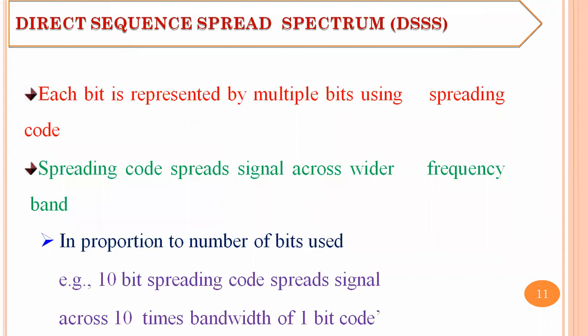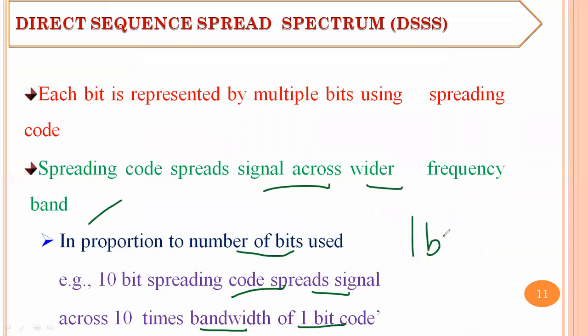So next is direct sequence spread spectrum, DSSS. Each bit is represented by multiple bits using a spreading code. So in this, each bit is separated into multiple bits, which means the signal or the bit is being spread. The spreading code spreads the signal across a wider frequency band, in proportion to the number of bits used. A 10 bit spreading code spreads the signal across 10 times the bandwidth of the 1 bit code. Means 1 bit will be spread to 10 bits of spreading code.